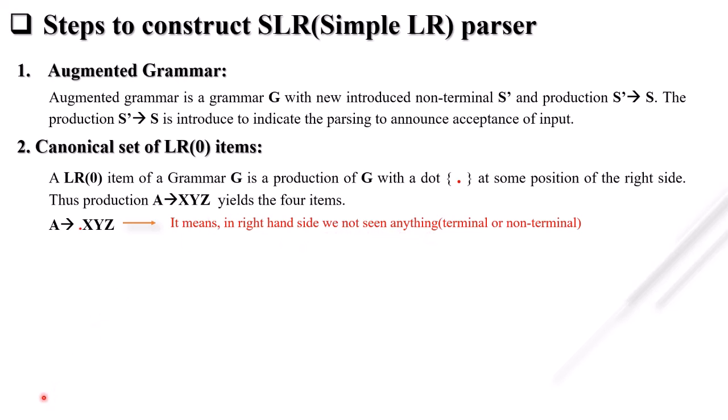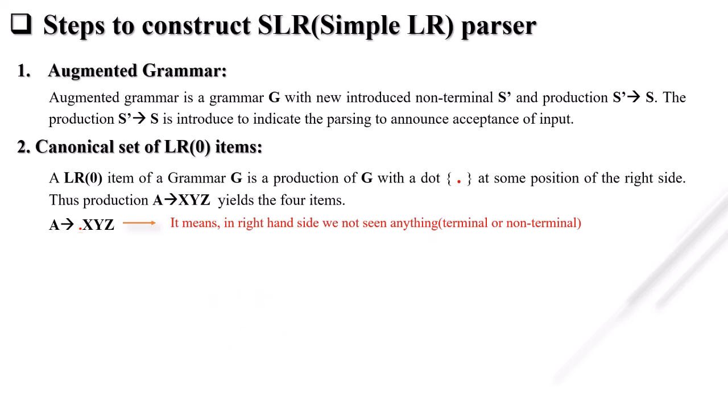Suppose I have to expand this A. Okay, so I can expand A with X, Y and Z. But till I am not expanding this A, that's why the dot is here. Okay, so it means on the right hand side we do not see anything. That's why this statement is written.